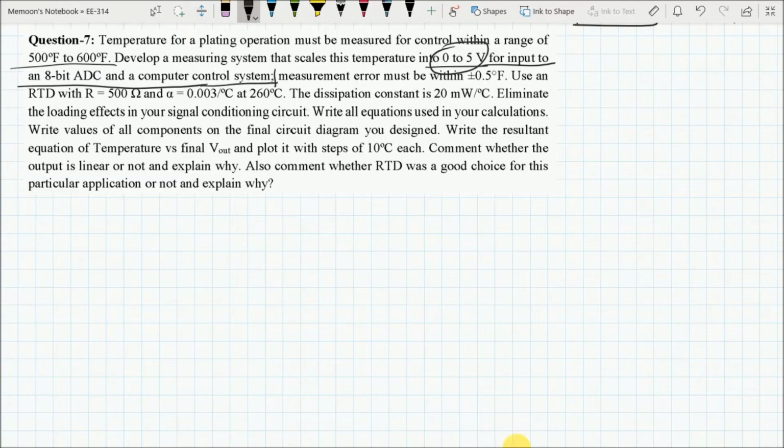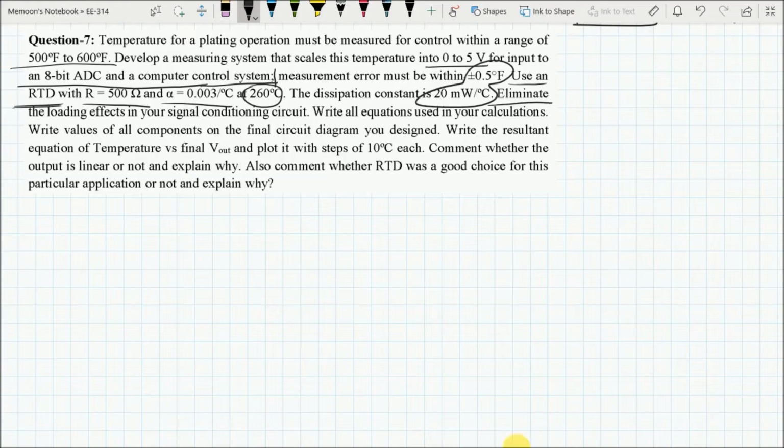And the accuracy requirement for the system that we are going to design is that the measurement error must remain within plus or minus 0.5 degrees Fahrenheit. We are also restricted to use an RTD, so we cannot choose any other temperature sensor, and that RTD has a resistance of 500 ohms at RT naught. That RT naught is 260 degrees Celsius. Alpha is 0.003 per degree Celsius, and the dissipation constant is 20 milliwatt per degree centigrade that we will use in self-heating to keep our error within this range. So these two are related.